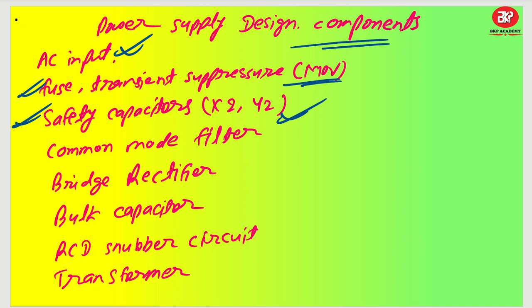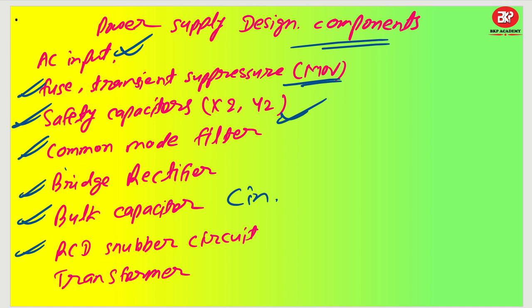That's the reason I'm telling you to list out all these things, so while designing you do not miss any component. So we have the common mode filter, then the bridge rectifier, then the bulk capacitor, which is also called the DC link capacitor or input capacitor. Then we have the snubber circuit.